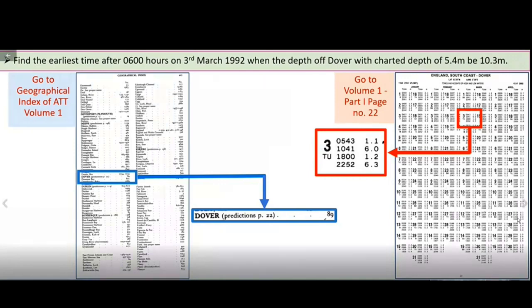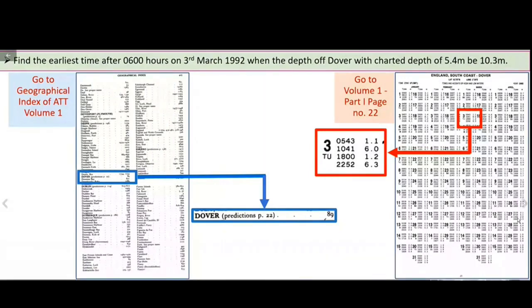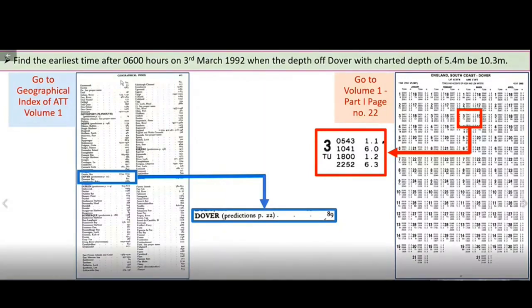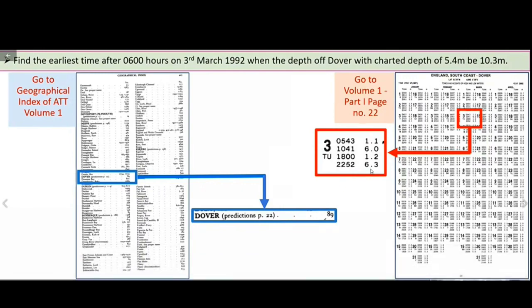So beta, you can open up your tide tables and you can follow these steps. Go to the geographical index first, look for Dover, get the page number, go to that page and look for 3rd March 1992 times and heights. And you have to note this down in your notebooks. So let me know once you are done.